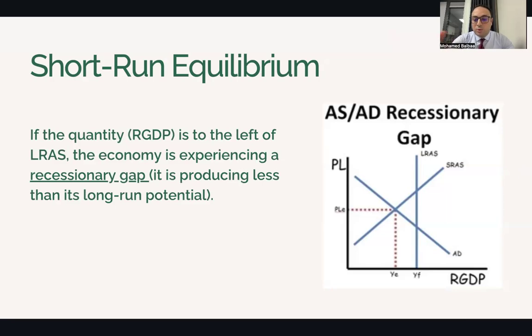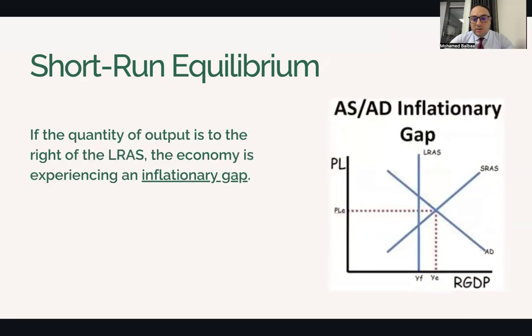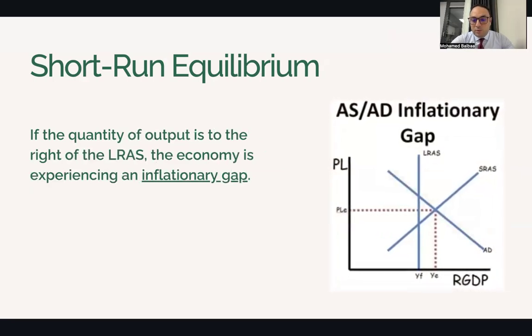It means we can produce more than this, since the long run aggregate supply is on the right of these points of output. Or, if the quantity of output, which is YE, is to the right of the long run aggregate supply, the economy is experiencing an inflationary gap. Okay, so we are producing more than our potential, but this causes inflation.